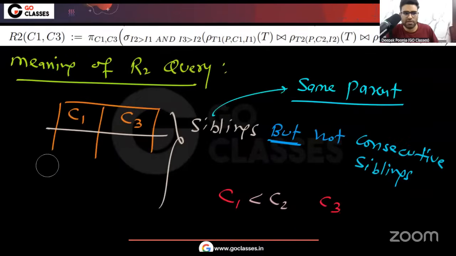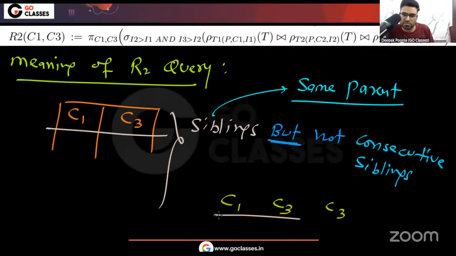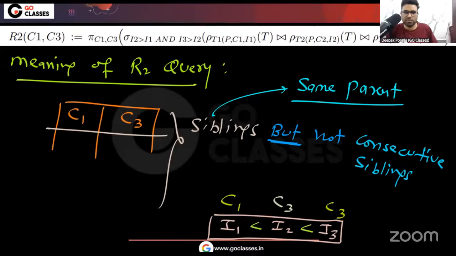It is like this, you can see: this child C1, this child C3, and there is C2 here. It is this type of situation. For their position, this is I1, this is I2, this is I3, and here you have C3. This is what I want. I hope you understood this point. So I want siblings, but not consecutive siblings.